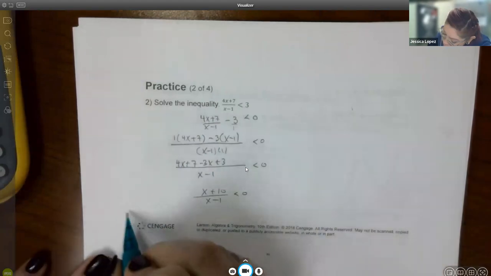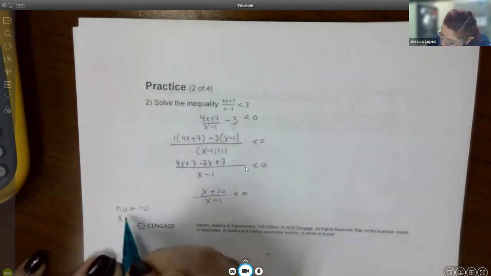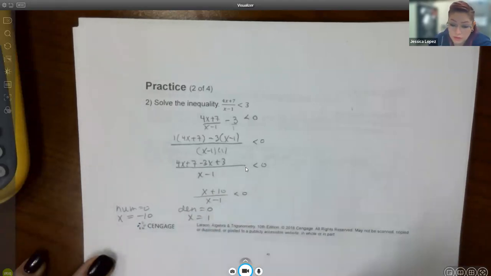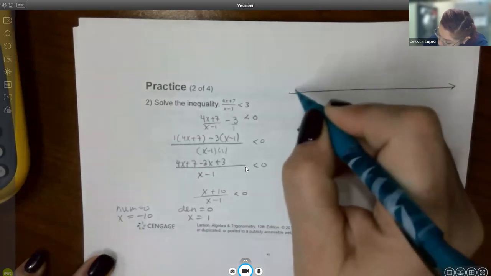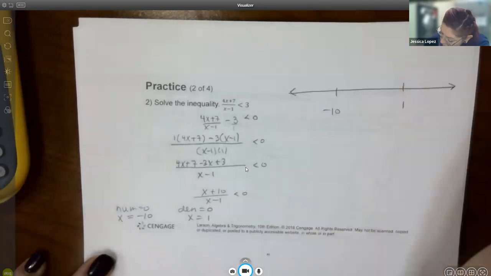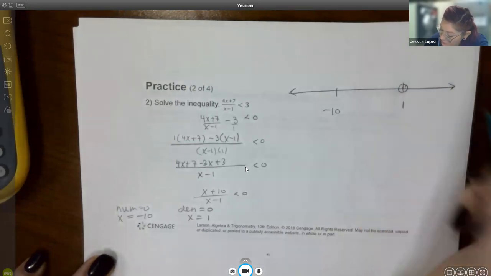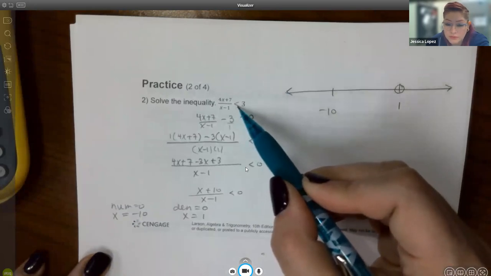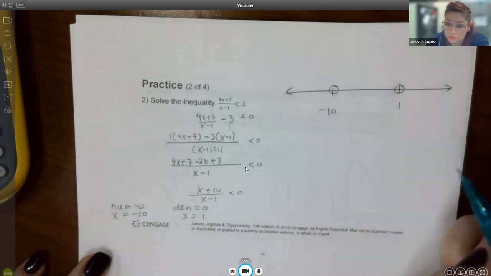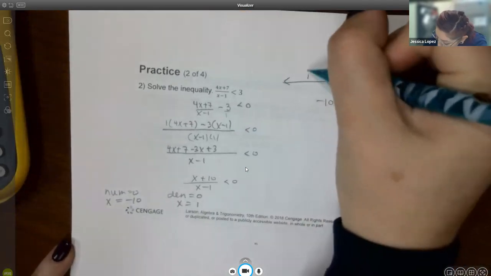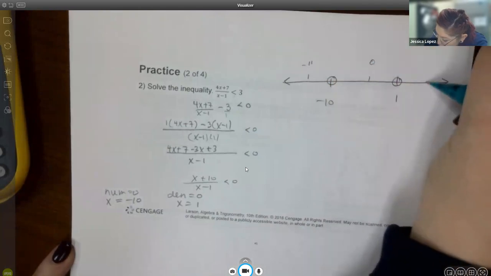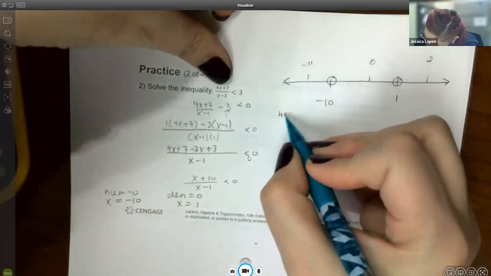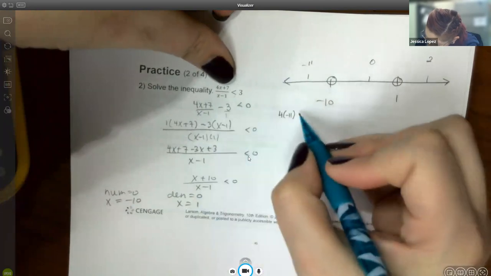So again, my key numbers for the numerator equal to 0. I get x equals negative 10. And for the denominator equal to 0, I get x equals 1. So when I draw my number line, here's negative 10, here's 1. I know that the one that came from the denominator will automatically have an open circle. But the one that came from the numerator will follow whatever symbols are here in the middle. And that is also an open circle. Then I'm going to test my intervals. So negative 11, I'll try 0, and then 2. So let's see. And I'm going to plug them into the original. I always plug them into the original just in case I did this wrong.